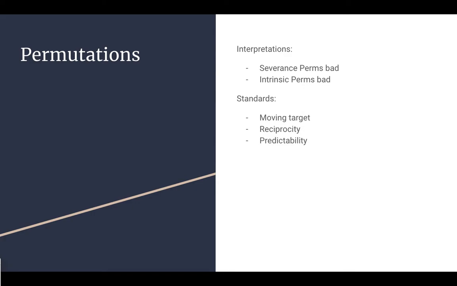Finally, there's predictability, especially with intrinsic perms. You can argue predictability because, like, if the affirmative team is adding some element to their plan that neither team introduced, well, then the negative team can't predict that because the affirmative team is introducing something new that's outside of the scope of the topic, something that they probably wouldn't prepare for.